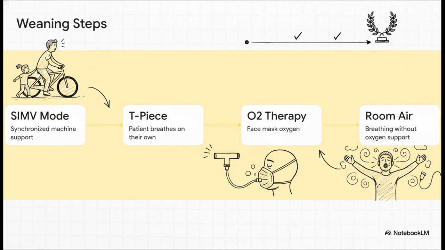This is a small tube attachment that supplies oxygen, but forces the patient to do all the physical work of breathing entirely on their own. Once they prove they can handle the T-piece, we remove the breathing tube altogether, a process called extubation, and step them down to standard oxygen therapy via face mask. And the final victory? Disconnecting the oxygen entirely and watching them comfortably breathe standard room air.